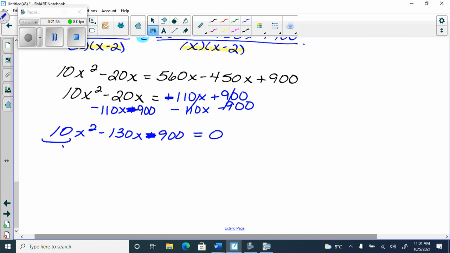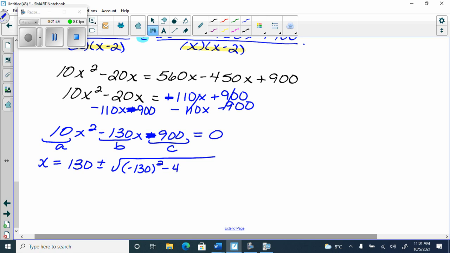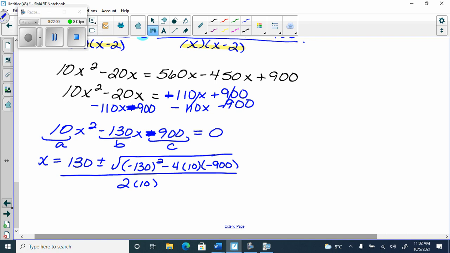This is A, B, C. That's a really big negative, just in case you don't know. x equals 130 plus or minus the square root of negative 130 squared minus 4 times 10 times negative 900, all over 2 times 10. What does that get?